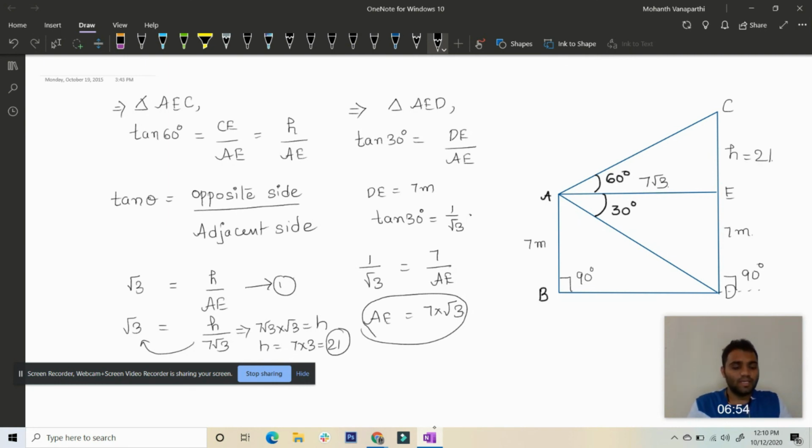But in the question they ask for the height of the tower. The height of the tower is represented as CD, but CD we split as CE and ED. Now CE plus ED: the length of CE is H, which we got as 21, and ED is 7. So finally the length of the tower is 28 meters. So thank you. I hope this answered your question. Let's crack it.